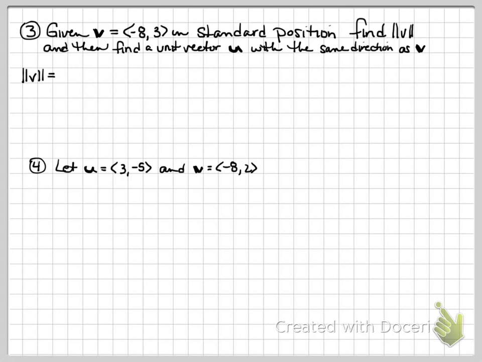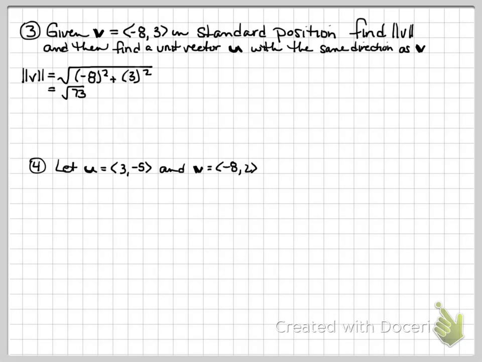And again, we're just going to use the Pythagorean theorem. We're going to take our horizontal component squared plus our vertical component squared. And that's going to give me the square root of 73.